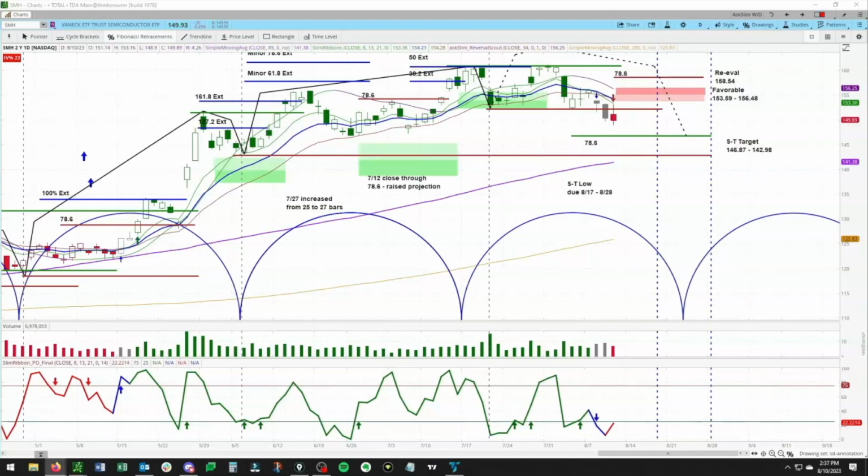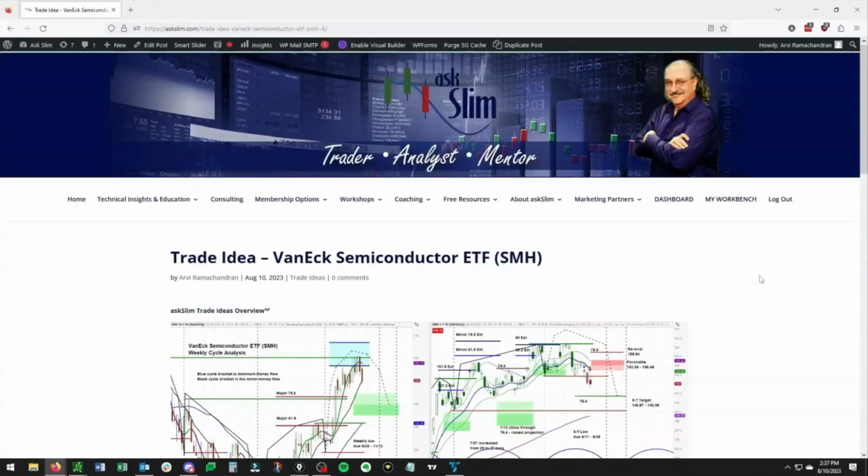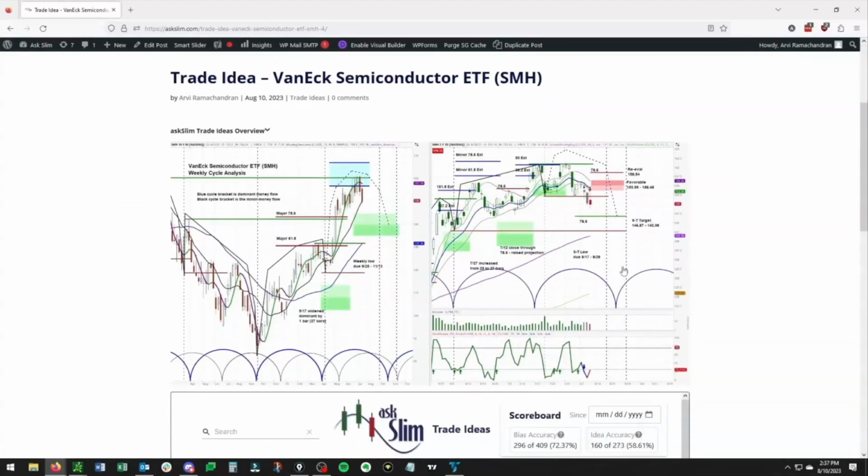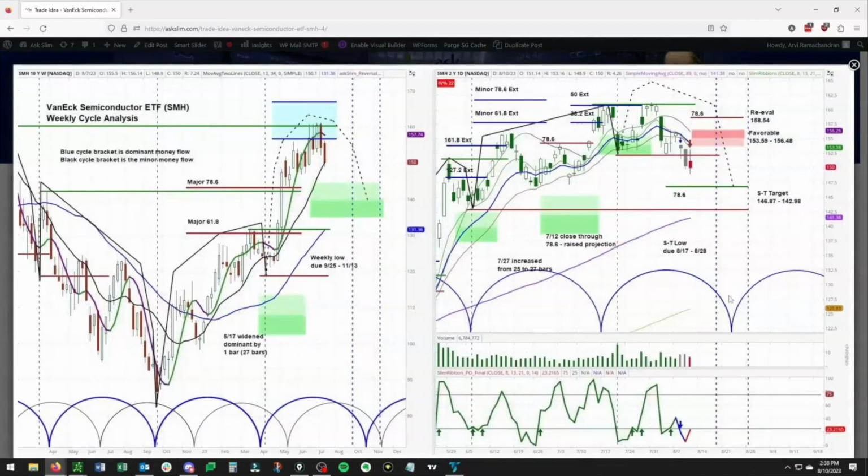One final thing I wanted to share with you is what you would see as a Level 3 member. So I'm going to go ahead and bring over our site right here, and this is the trade idea post for the VanEck Semiconductor ETF. If you scroll down, you would see this weekly and daily cycle analysis chart here for the SMH, along with our key levels on the upside and downside that I highlighted, along with the cycle timing.